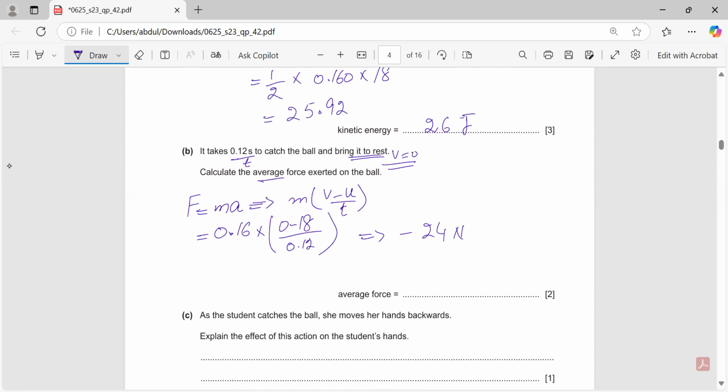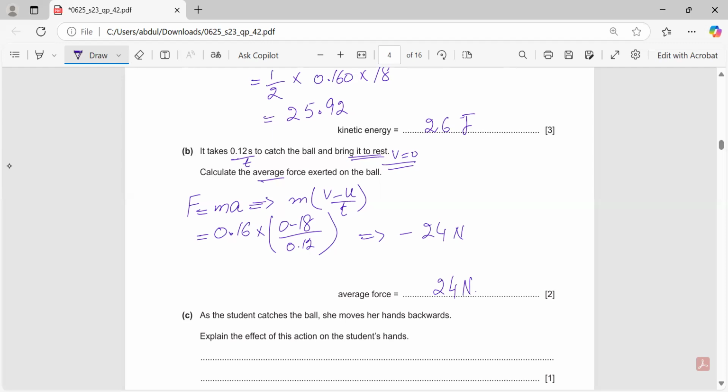Why minus? Because this force is bringing the object to rest. This is a retarding force, a force which is causing retardation, deceleration. But when you are writing the answer, it is better that you write simply 24 Newton. Please, my dear friends, if any one of you has any question or query here, please feel free. You can ask me now.